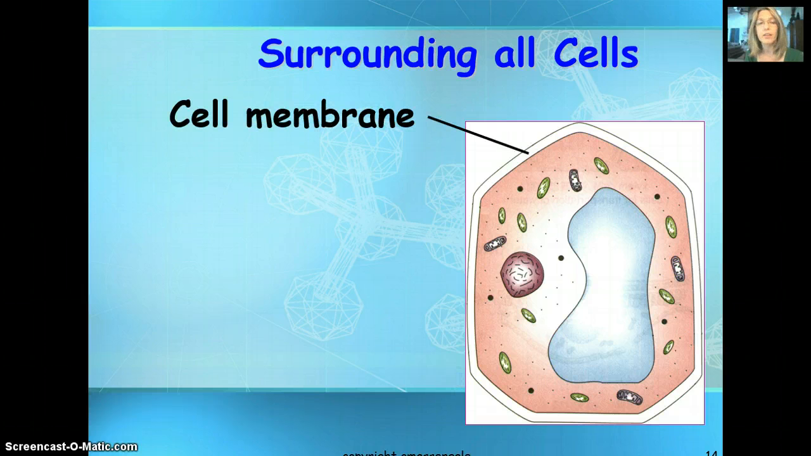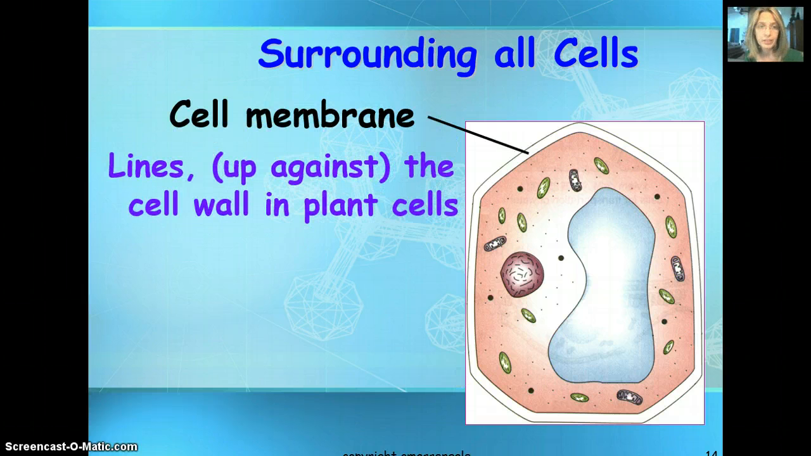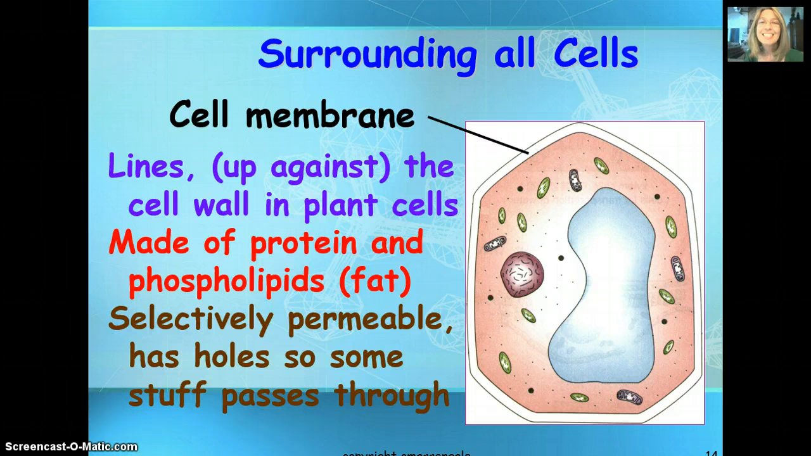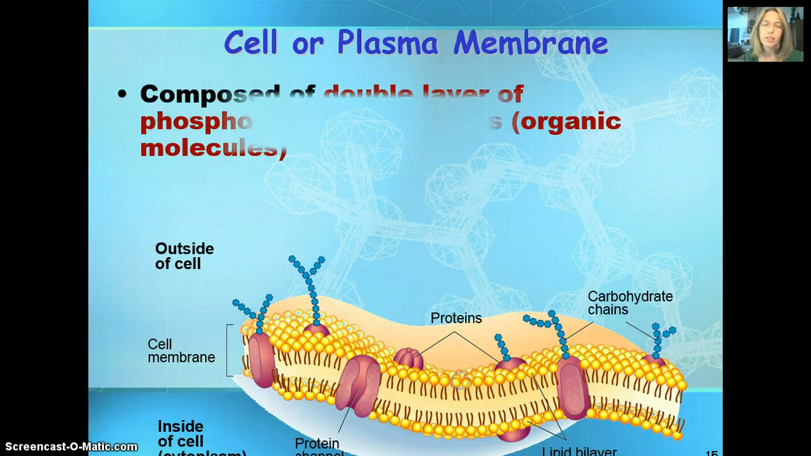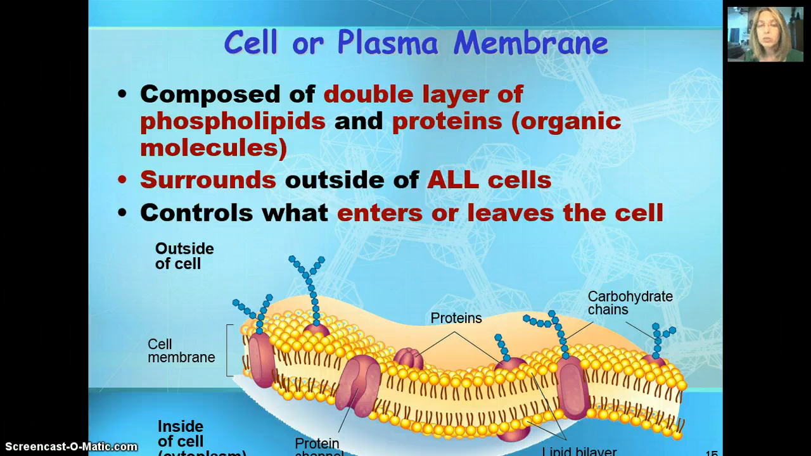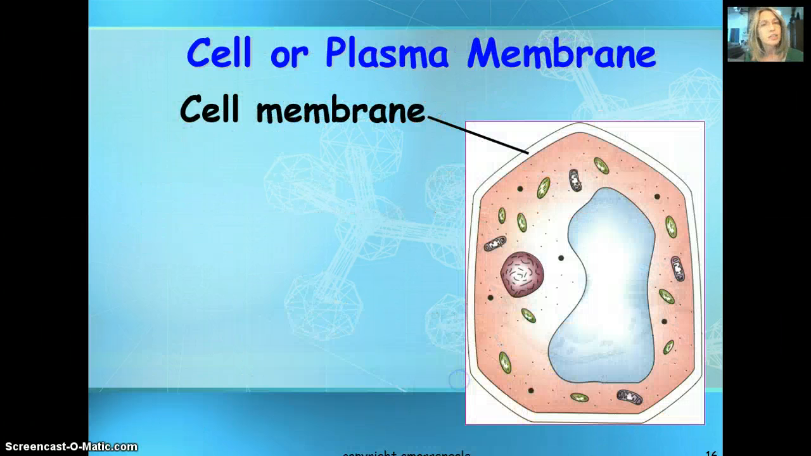Surrounding all cells is a cell membrane. It lines the cell wall in a plant cell. It's made of protein and fat, those are organic molecules, and it's selectively permeable, which means it's got some spaces where stuff can come in and out. Certain stuff can come in and out. It is also made of organic molecules, and it's a living layer.